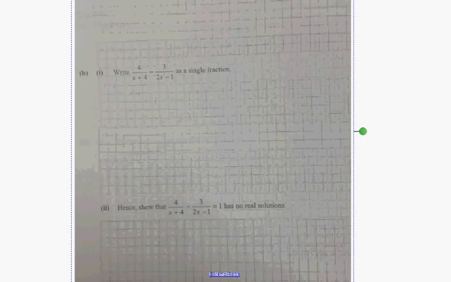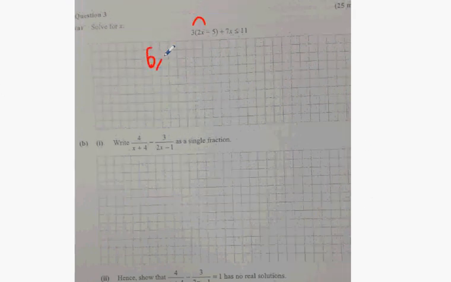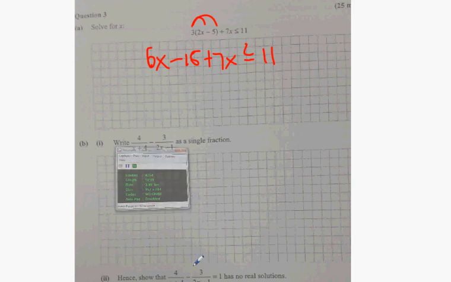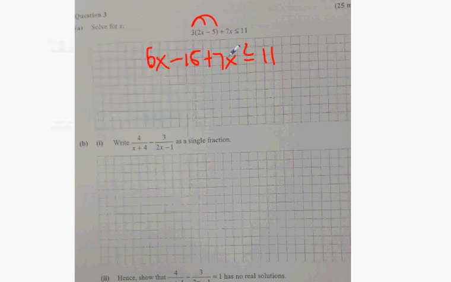Okay guys, so 3 multiplied by 2x minus 5. 3 multiplied by 2x, 6x. 3 multiplied by minus 5, minus 15. Plus 7x is smaller than 11. Okay. Now, 6x plus 7x, 13x. Bring the 15 over the other side. 11 plus 15, 26. Divide 26 by 13. X is a smaller number than 2. You only change the sign around when you multiply both sides by minus 1. Do not multiply both sides by minus 1. You do not have any need to change the sign around.